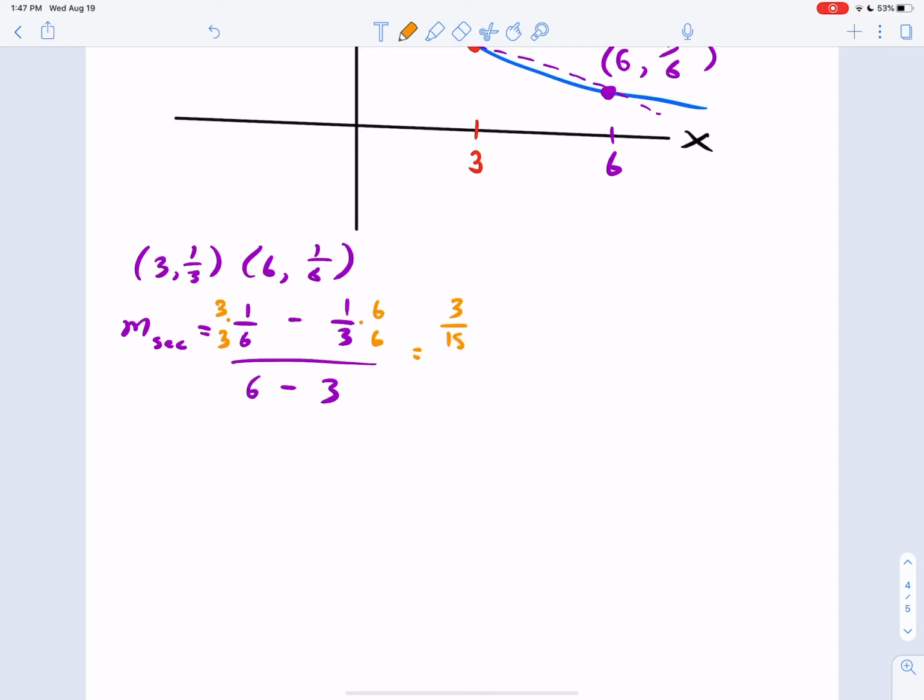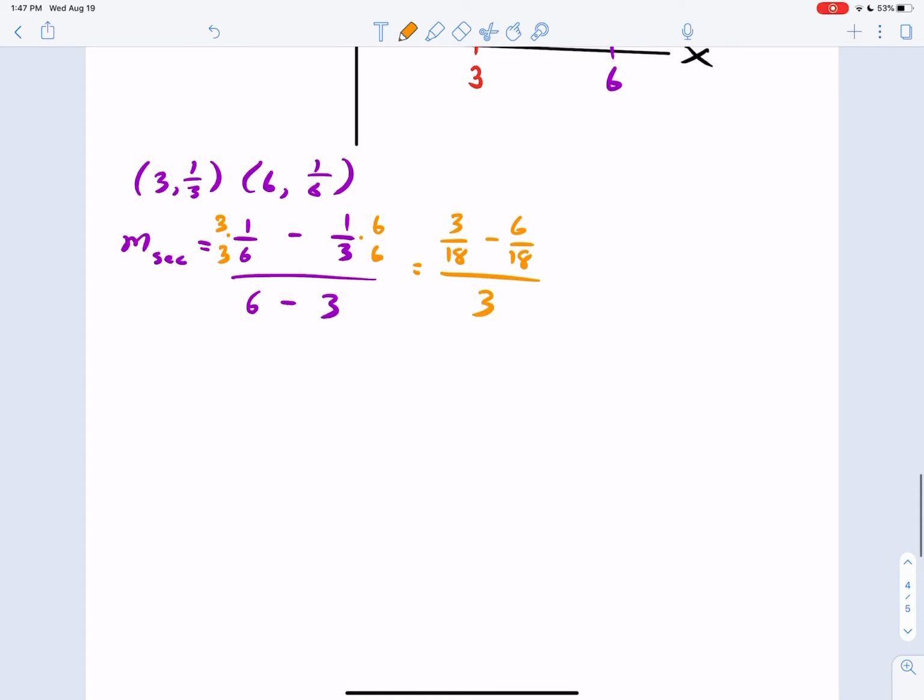3 over 18 minus 6 over 18 all over 3. Okay? Keep going. This is going to be negative 3 over 18 all over 3. Now, there's an invisible over 1 there. How do we divide fractions? We multiply by the reciprocal. So here we go. Some people like to call it KFC, Kentucky Fried Chicken. I really hate that. You divide a fraction by multiplying by the reciprocal.